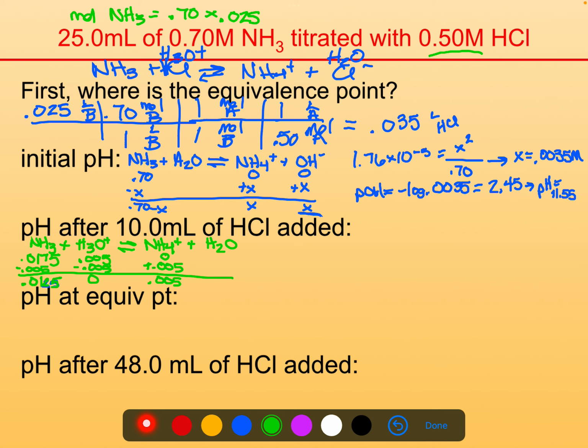So once we know our weak base and conjugate acid, we can plug into Henderson-Hasselbalch. But remember, Henderson-Hasselbalch, we need Ka, not Kb. So to change the Kb of 1.76 times 10 to the negative fifth into Ka, we have to do the 1.0 times 10 to the negative 14th divided by the 1.76 times 10 to the negative fifth to get a Ka value of 5.7 times 10 to the negative 10th.